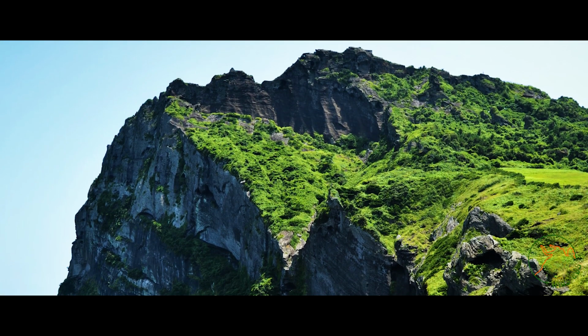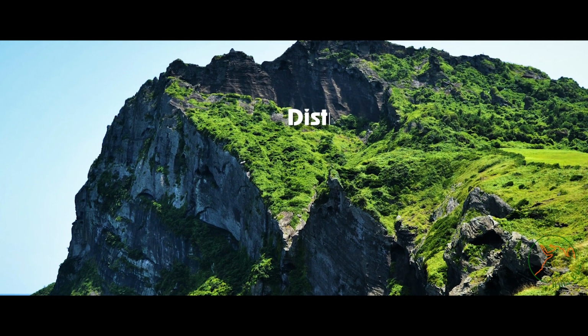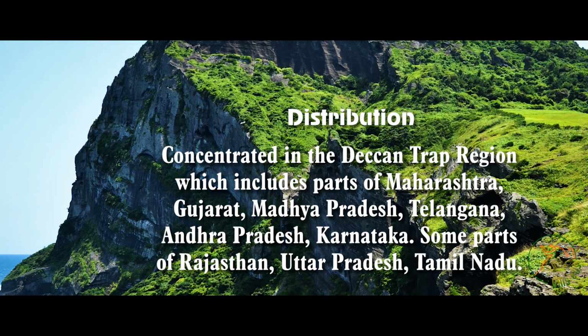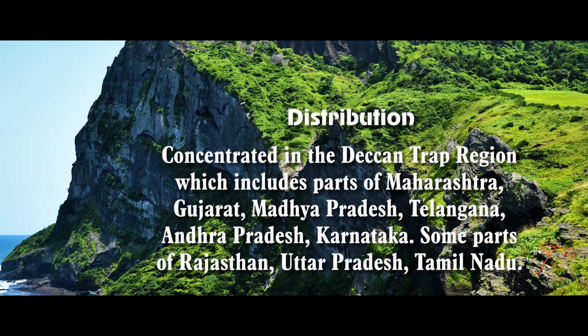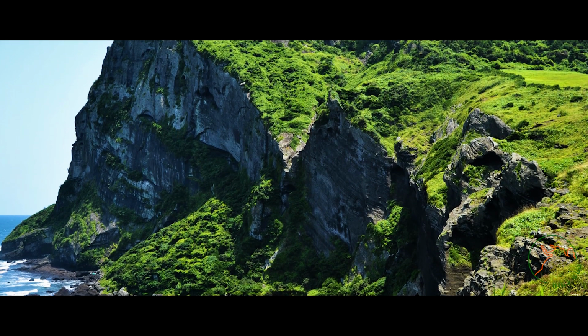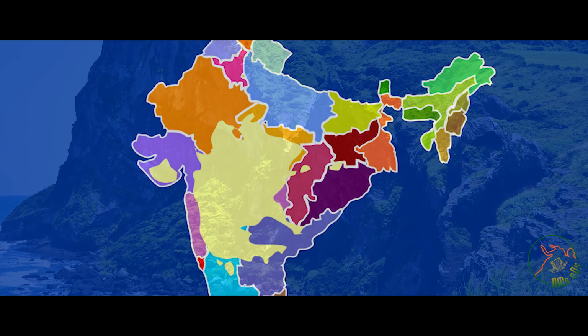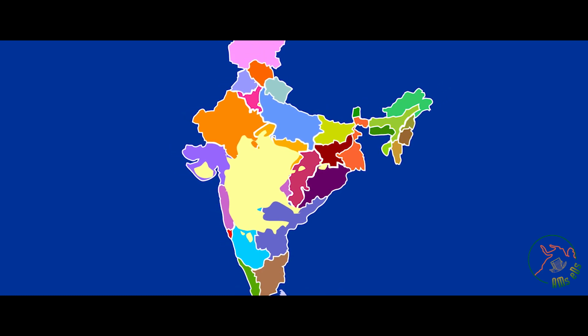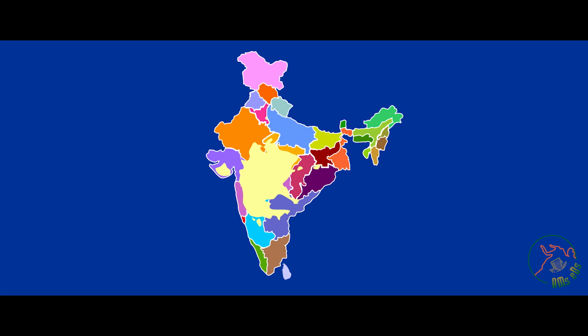Next, where do we find the soil in India, or where is it distributed? Let's take a look at the distribution table. We can get a better idea of distribution when we make a reference to the map. It is mainly concentrated in the Trap region or lava tract of the Deccan Plateau, which includes parts of Maharashtra, Gujarat, Madhya Pradesh, Telangana, Andhra Pradesh, Karnataka, and some parts of Rajasthan, Uttar Pradesh, and Tamil Nadu.